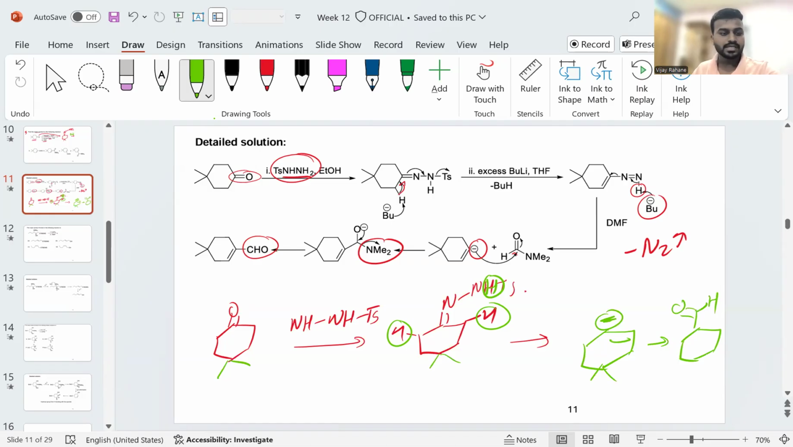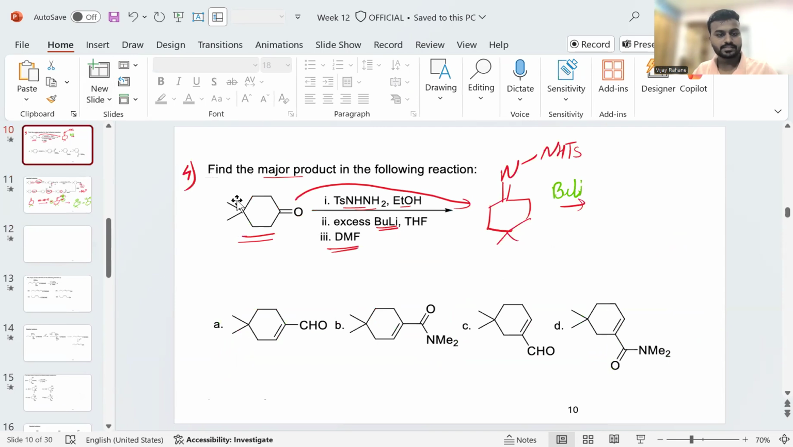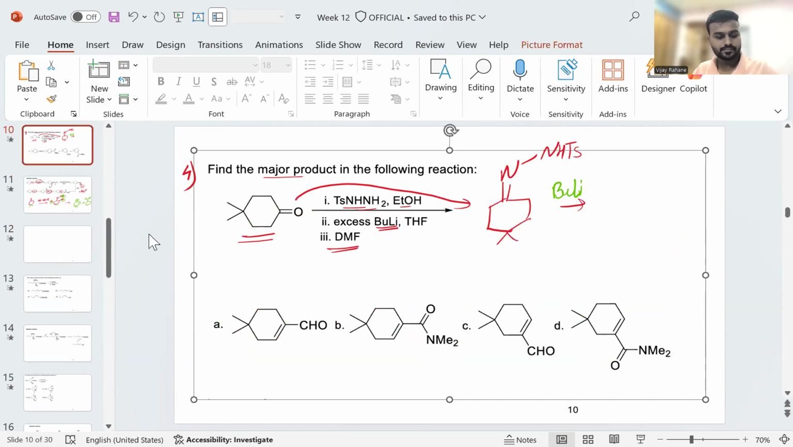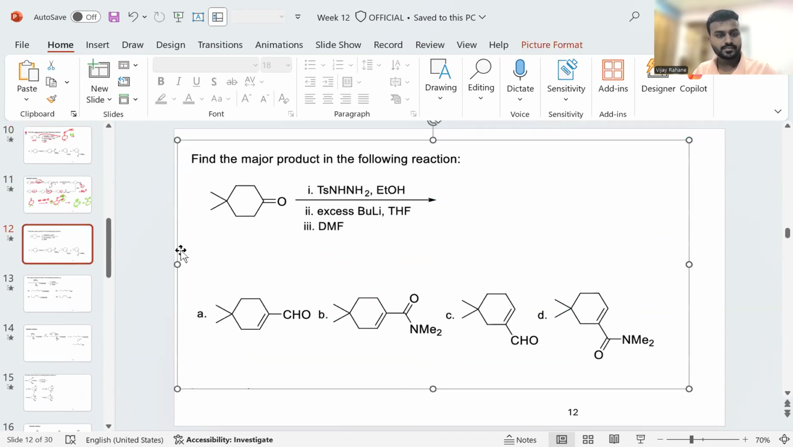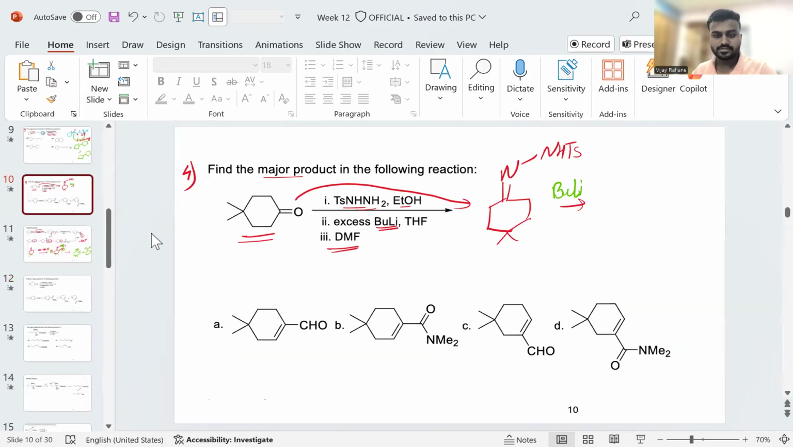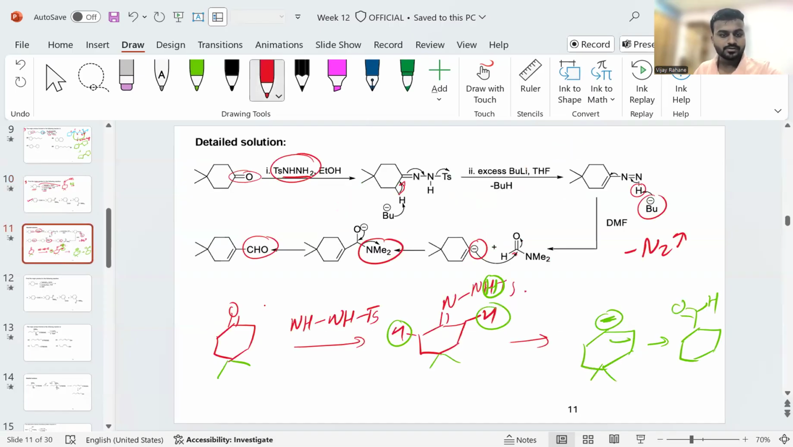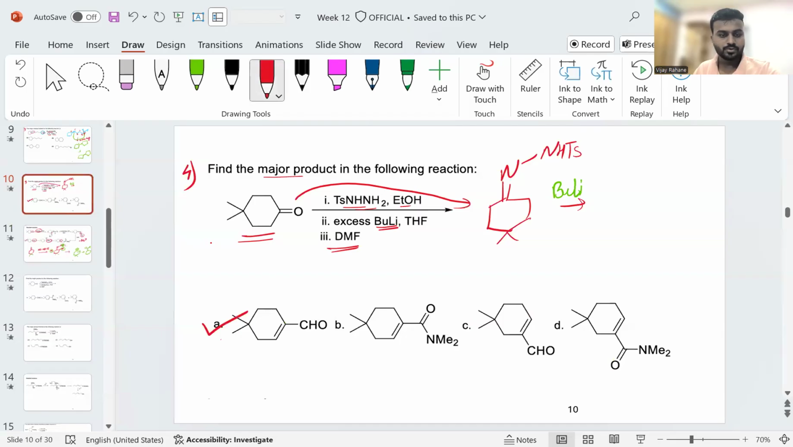But when we have the example with the asymmetric ketone, let's say I will take the same question again. In this question, we will take first the correct answer. The answer for this question is option A, right? As we went through the mechanism, we got option A as the product.